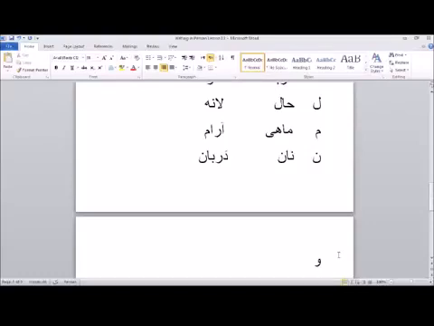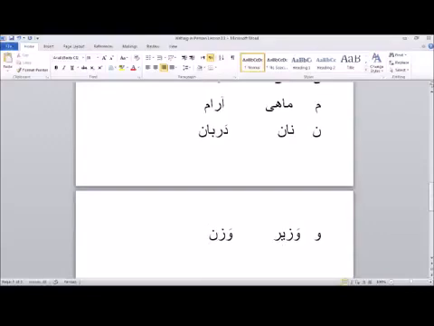Okay, example would be v, a, z, i, r: wazir. Wazir means minister. And also we have v, a, z, n: wazn. Wazn means weight, W-E-I-G-H-T, weight.